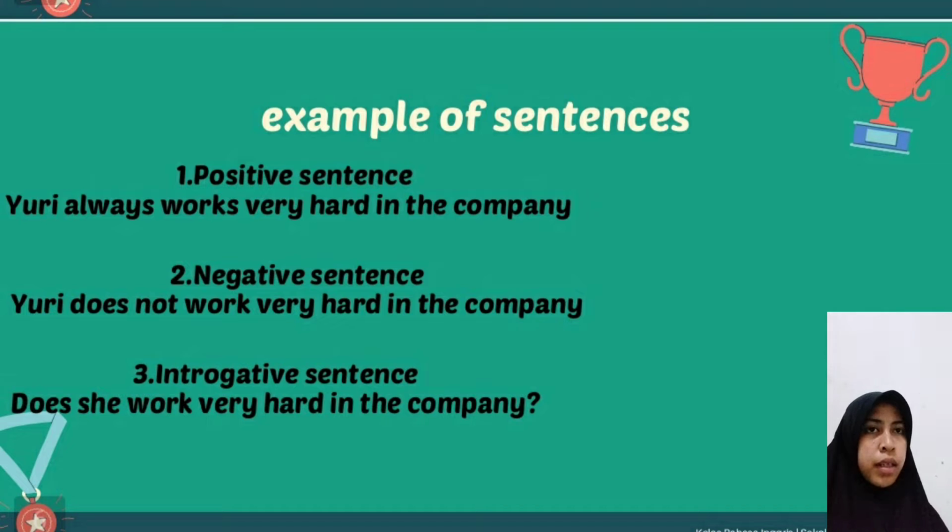Positive sentence: Yuri always works very hard in the company. Negative sentence: Yuri doesn't work very hard in the company. And three, example interrogative sentence: does she work very hard in the company?